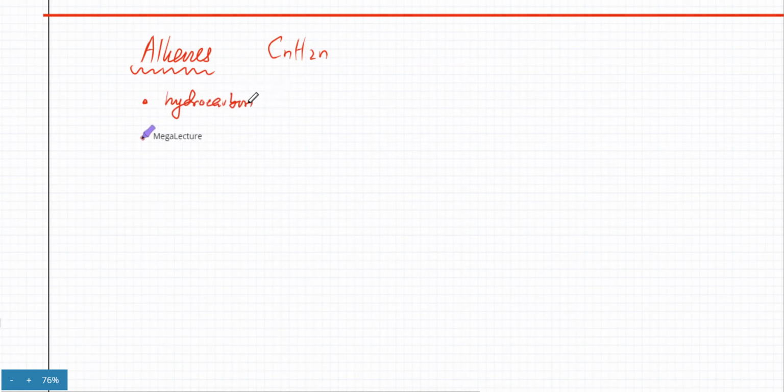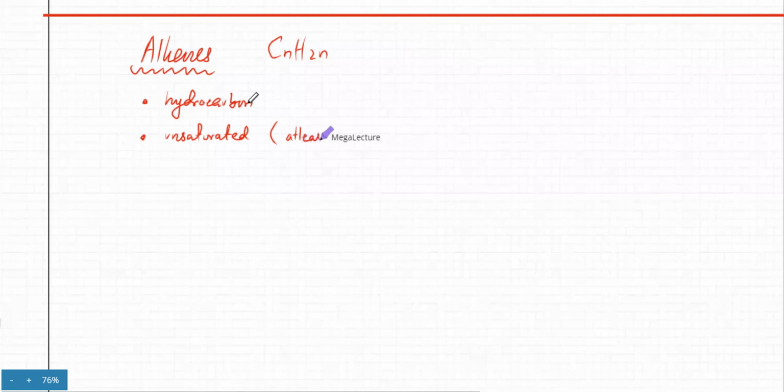Point number two is that they are unsaturated. They are unsaturated hydrocarbons. Now, the word unsaturated means that there's going to be at least one double bond between the carbon atoms. Remember, between the carbon atoms. So there's going to be at least one double bond somewhere. So they're very similar to alkanes, except that they have this thing, a carbon and carbon double bond.